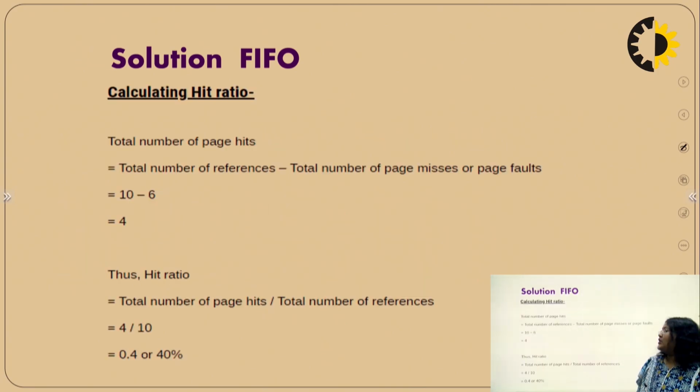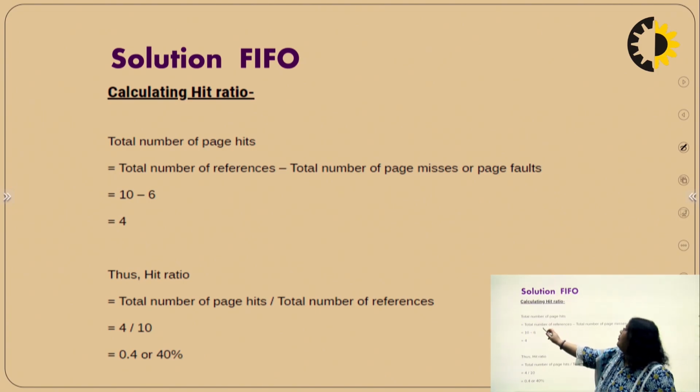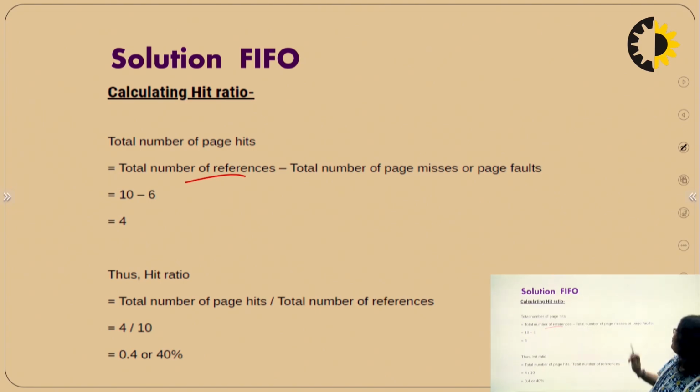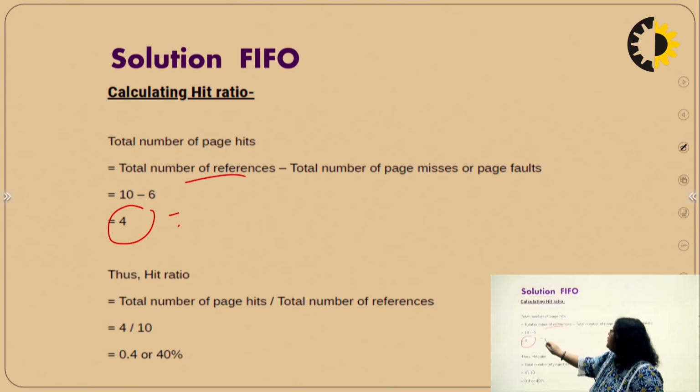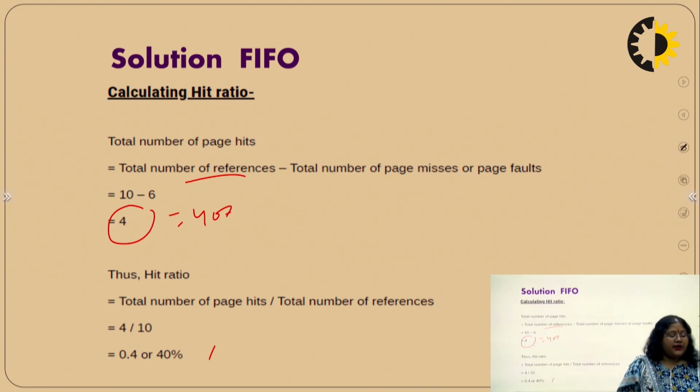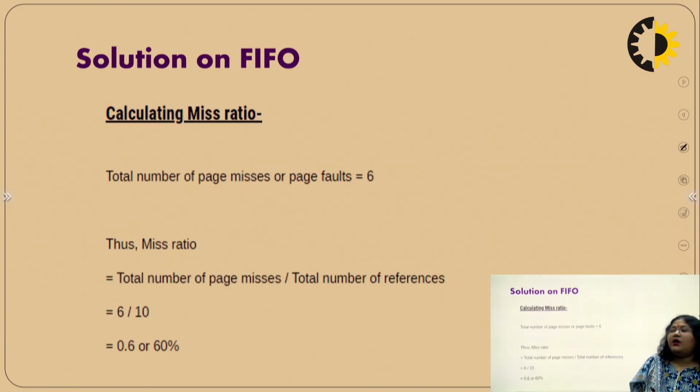Now this is the calculation of the hit ratio. The total number of references is 10, and the total number of page misses or page faults is 6. So what is the hit ratio? It is 40%. So this is the hit ratio. Now the miss ratio is just the reverse. The page faults are 6, so 60% is the miss ratio.